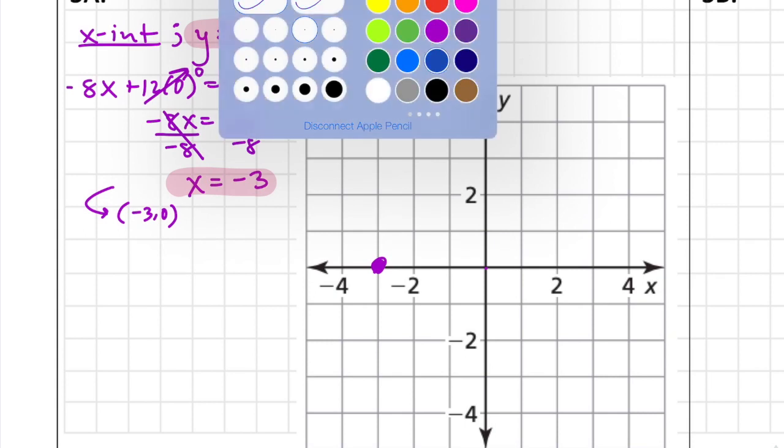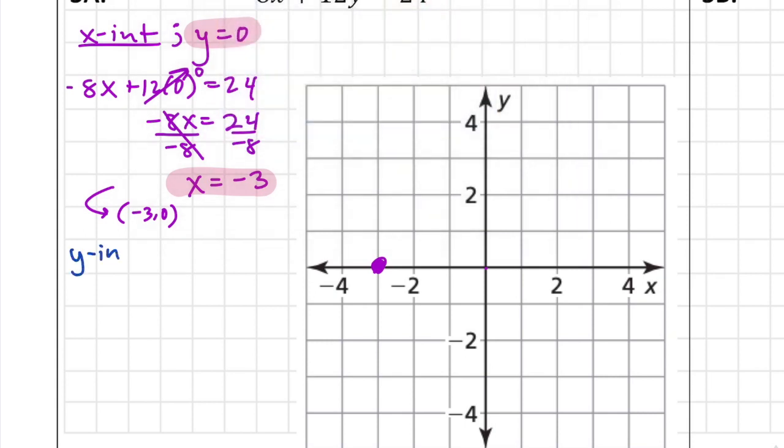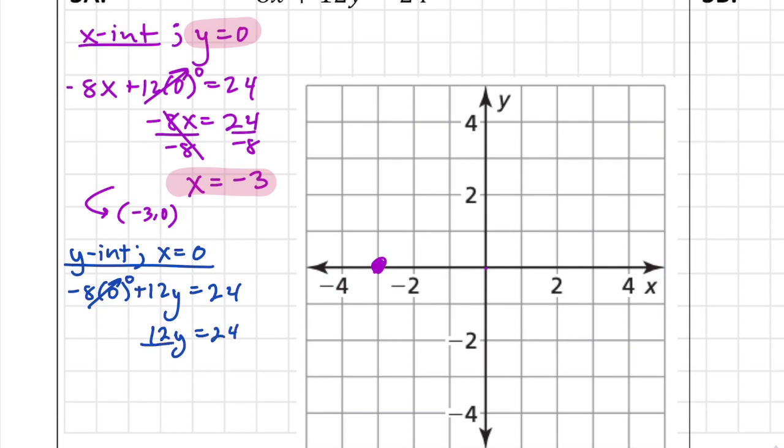Let's find the other intercept, the y-intercept, to get an extra point. So I'm going to set negative 8 times 0 plus 12y equals 24. Negative 8 times 0 is 0. I have 12y equal to 24. Divide both sides by 12, and I get y is equal to 2. So as a reminder, we set x equal to 0, found y to be equal to 2. That gives me the intercept, the ordered pair, of 0, 2.